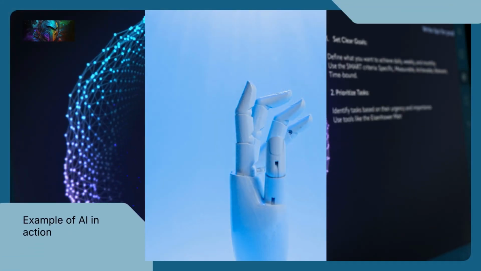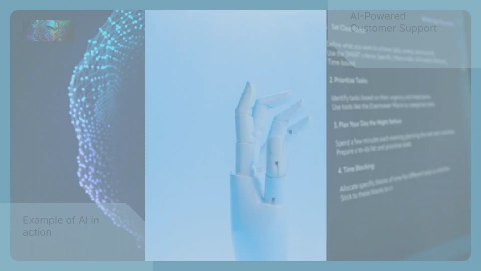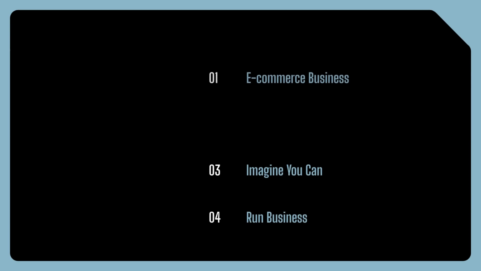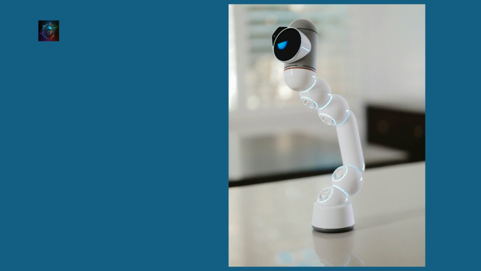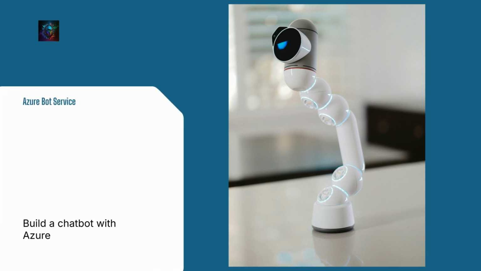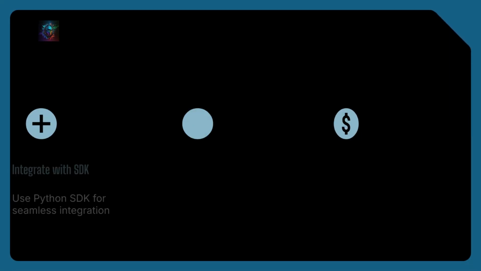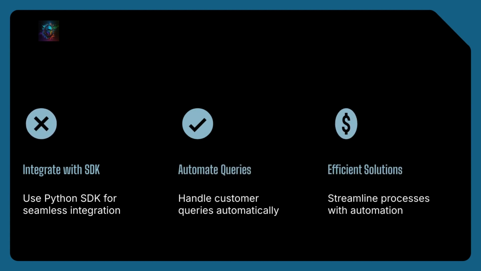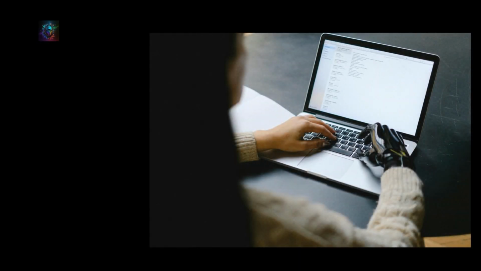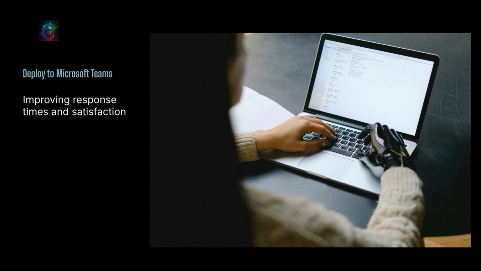Example, AI-powered customer support. Imagine you run an e-commerce business and want to automate customer support. You can: 1. Use Azure Bot Service to build a chatbot. 2. Integrate it with the Python SDK to handle customer queries automatically. 3. Deploy it to Microsoft Teams or a website, improving response times and customer satisfaction.